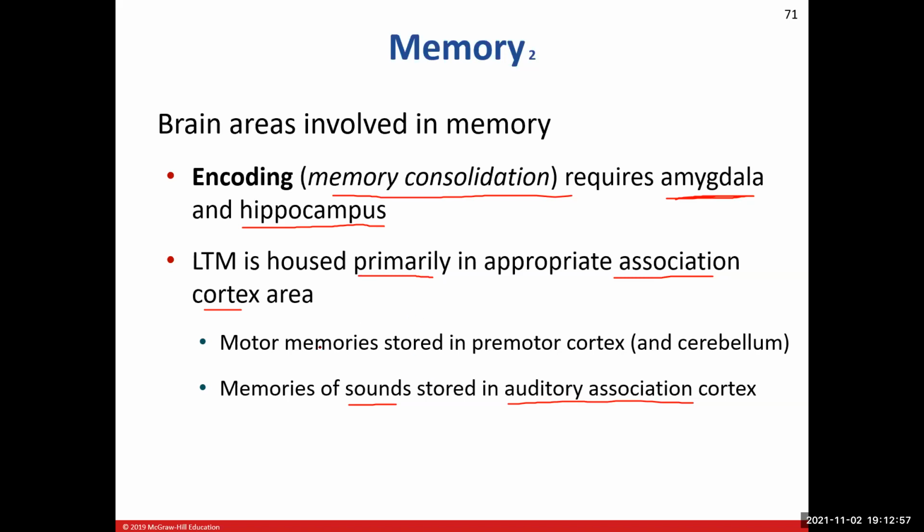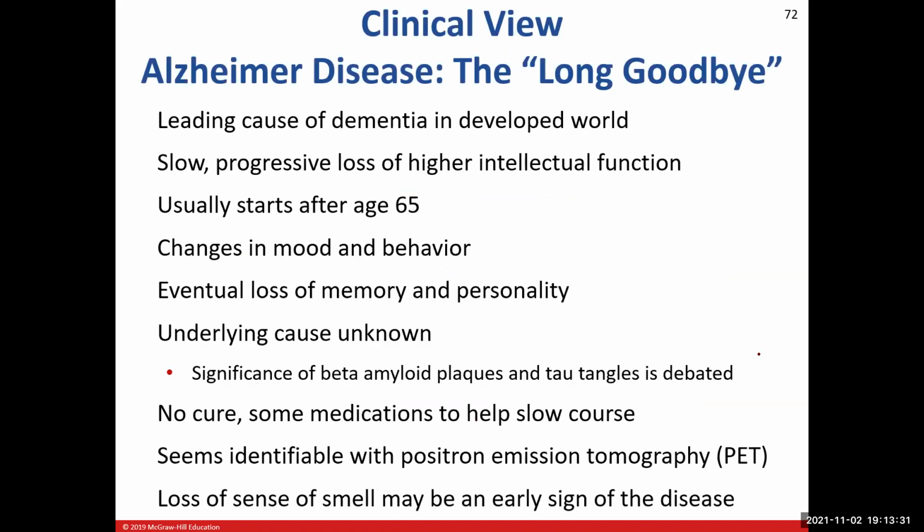Motor memories, okay? When you're learning how to juggle, those are going to be stored in the premotor cortex, but also don't forget about me, buddy. There's the cerebellum. That's our fine tuning area, which also has storage capacity. Okay, that's why these association areas are important, because they are going to house that long-term memory, depending on what sense we're talking about. If it's a visual sense, a touch sense, an auditory sense, a taste sense, whatever, it'll be stored in the appropriate association area.